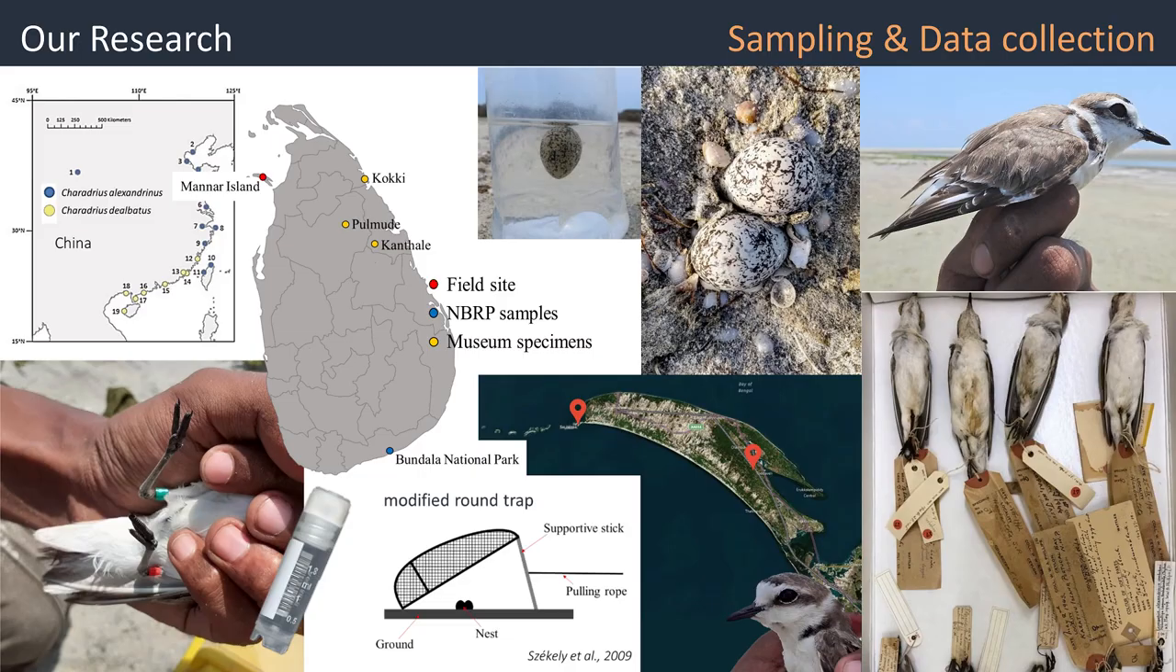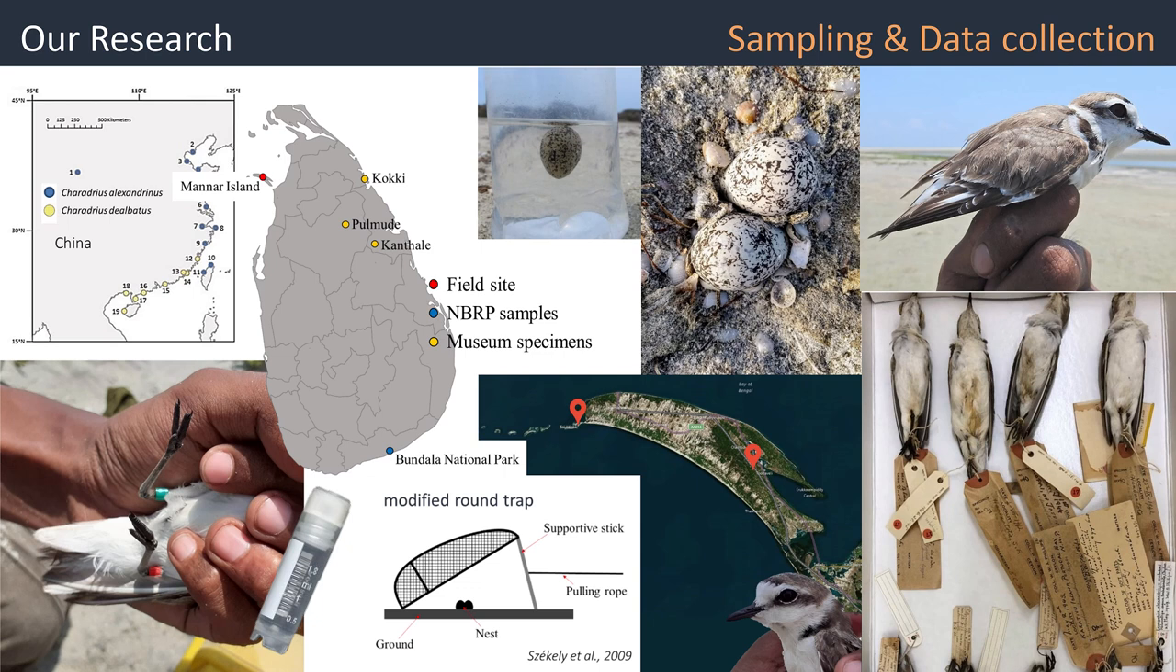When we come to our research, we sampled Hanuman plovers from the MENA region, and in this map, you can see we also got bird ringing program samples from the Bundala National Park, as well as some museum specimens that were collected from Kokilai, Pulmude and Kantale. So we compared our data.